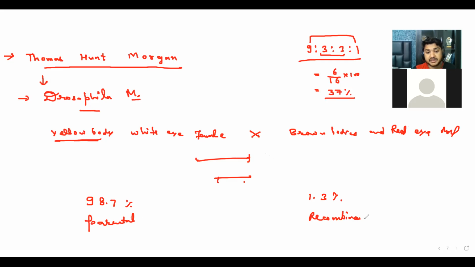So is it supporting Mendel, or is it against Mendel? Against. So he will say Mendel was wrong. Because if Mendel was right, it should be around 37%. Mendel says that whenever you conduct a dihybrid cross, around 37% would be recombinant, like 30 to 40. But 1.3 is very, very less. So now he claimed that Mendel was wrong.